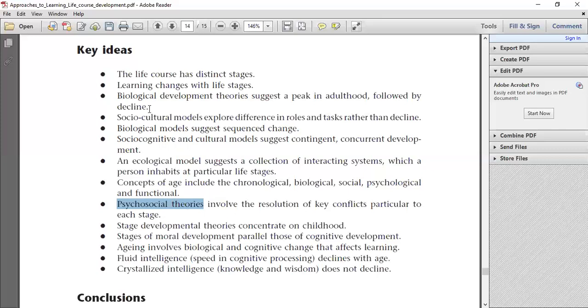Now, as we say, all the theories are stage developmental theories because they focus on the idea that we pass through different steps, different stages, whether it is psychosocial, moral, or cognitive development. So all these are what we call stage developmental theories, or lifespan developmental theories. Aging involves biological and cognitive change.